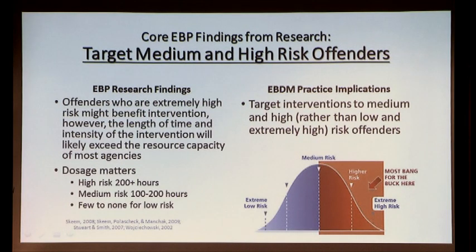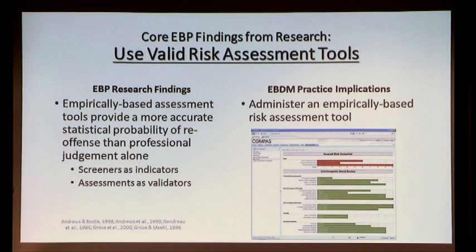Again, we want to target that medium to high risk. Judge Peterson used the bang for the buck. As you can see on this bell curve, it's that higher risk and this extreme high risk. Those are the ones that are a danger to our public safety. They're a danger to themselves a lot of times. That's where we really want to be focusing our limited resources and programming to really work on that group of individuals. And it does have to be at the appropriate dosage.